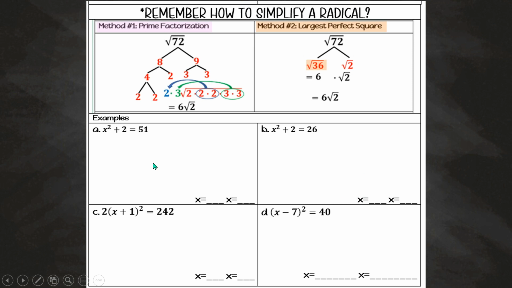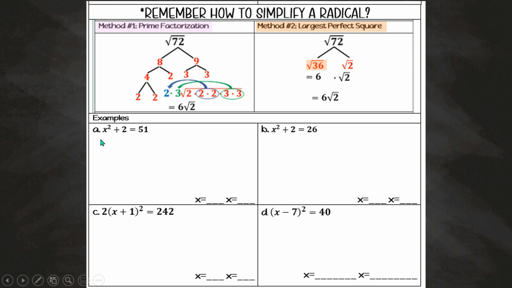Because we are dealing with radicals or roots, we do need to remember how to simplify a root. This is just a quick review of what we did in our Module 7 with exponents and radicals. You can use this to help jog your memory as far as how to simplify a radical.